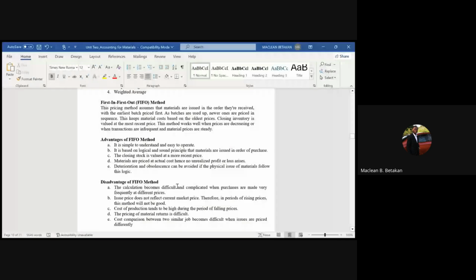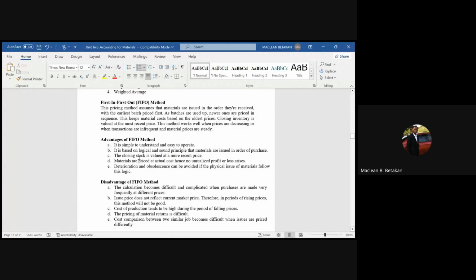So what are the advantages of following the FIFO method? It is simple to understand and easy to operate. You just keep the records of which item came first, so that item will be issued to production. Here we are issuing, not selling, because we are in a production company. But in the same vein, if you are selling, you can equally use the FIFO method.